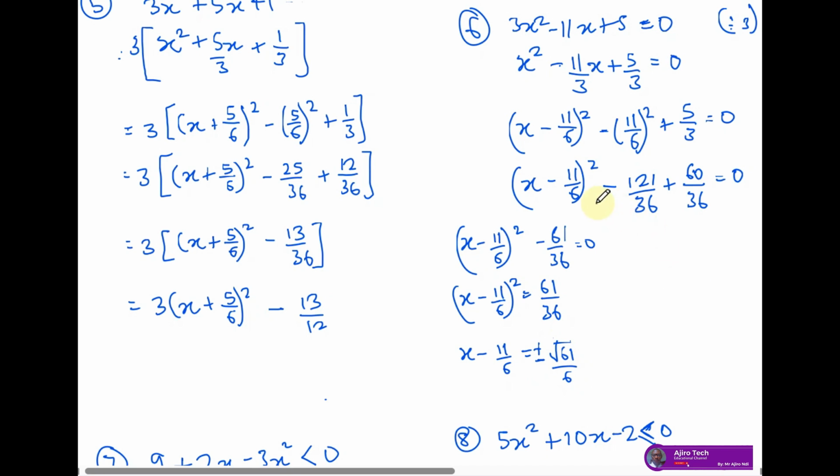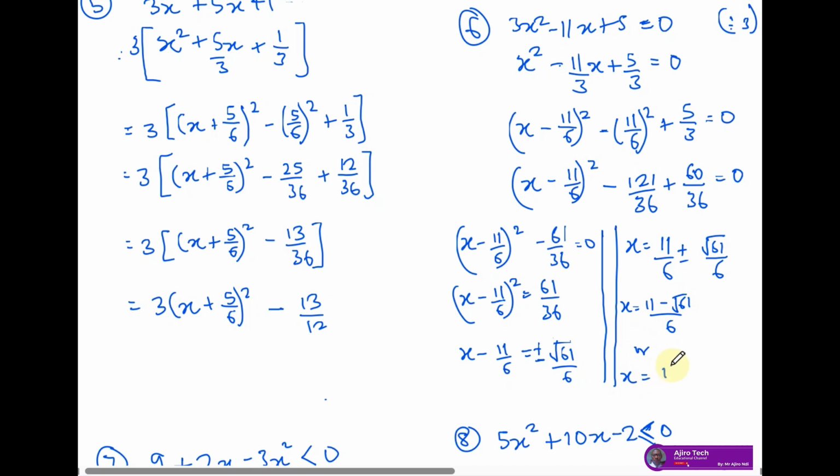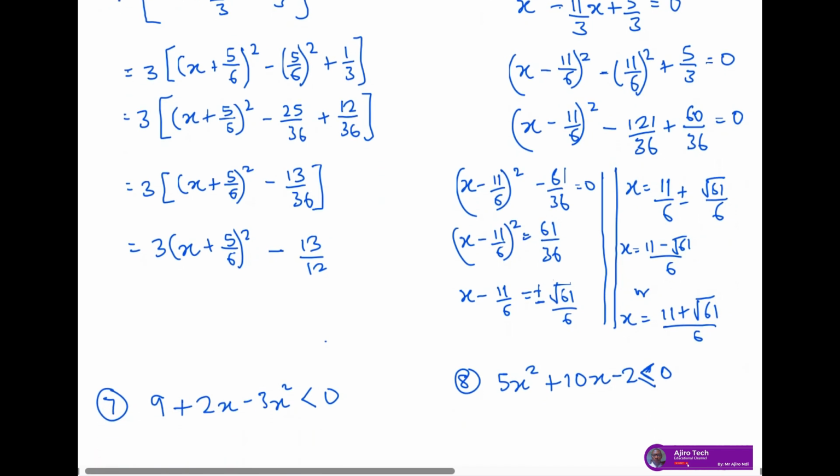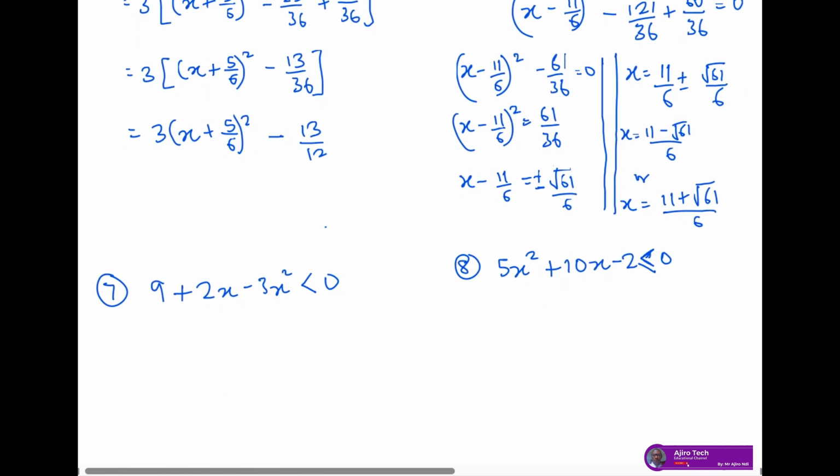So, let me divide this here. X becomes, taking this approach, 11 over 6 plus or minus root 61 over 6. So x is the smaller one, 11 minus root 61 over 6, or we can write 11 plus root 61 over 6. Since they are both over 6, I can combine them together.